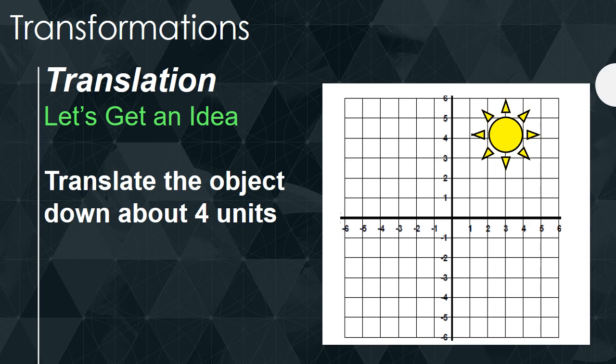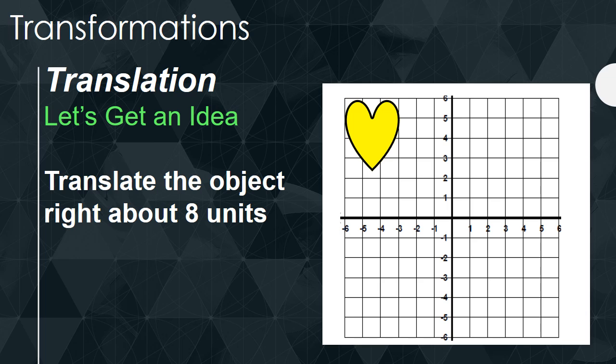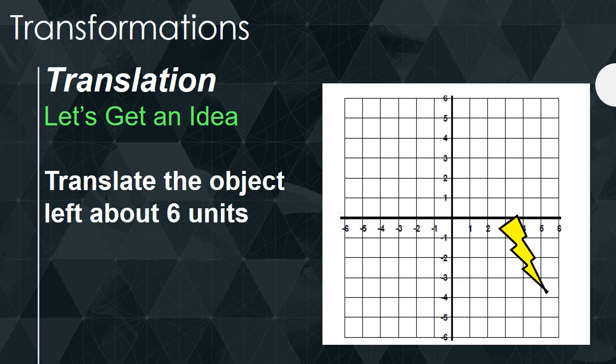Let's get the idea if we translate the object down about 4 units. If we started at this edge right here, we go down 1, 2, 3, 4. If we're going down about 4 units, the sun will stop right about there. Now we're going to the right about 8 units. So if we go 1, 2, 3, 4, 5, 6, 7, 8, you can see the whole object moved 8 units.